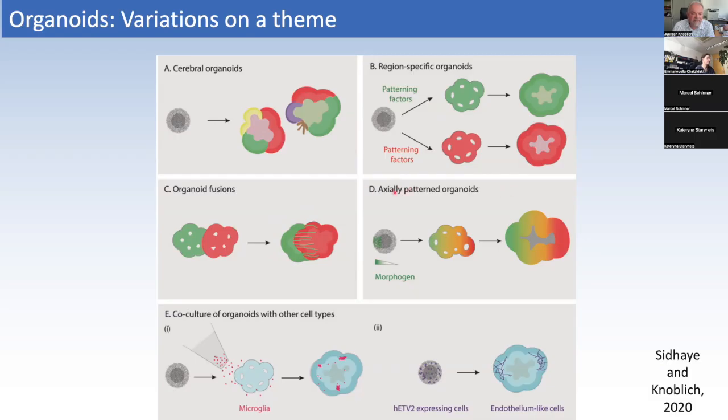The most modern way of making organoids is axially patterned organoids, where a morphogen is provided in a graded manner so that the polarity of the brain is recapitulated. And then there are other more modern technologies where organoids are co-cultured with other cell types, for example, microglia or endothelia, to model vascularization or the development of an immune system. So I just showed you the different principles of these various methodologies, but now I would like to give you a few examples for how these types of technologies can be successfully used.